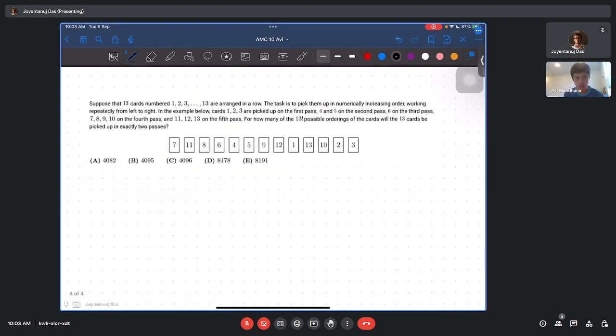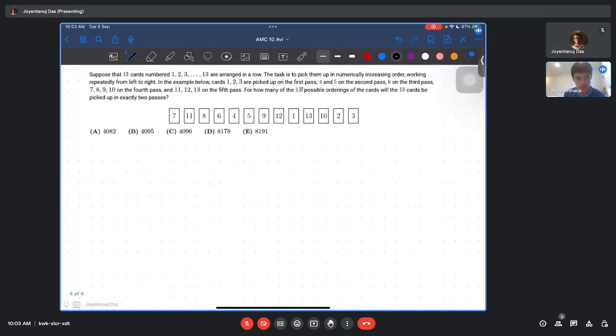Yes. So they're saying, suppose there are 13 cards, numbered 1 to 13, arranged in a row. The task is to pick them up in numerically increasing order, working repeatedly from left to right. Okay. So for example, 1, 2, 3 are picked in the first pass, right? Then in the next pass, what will be the ordering?